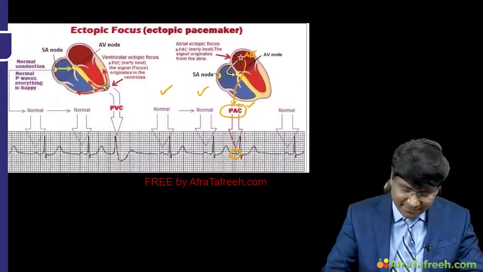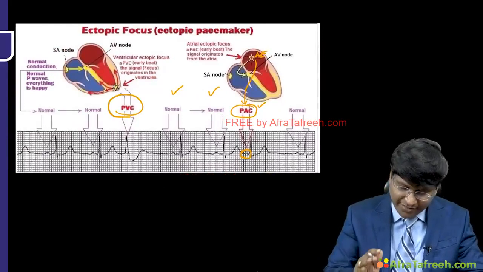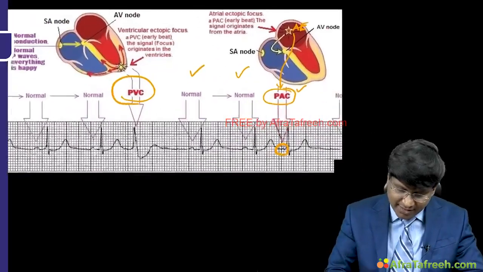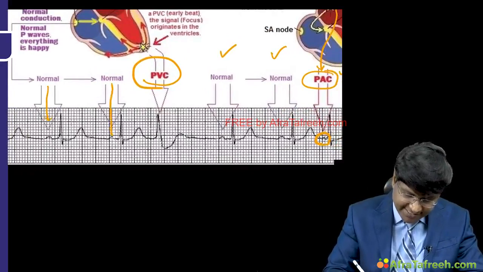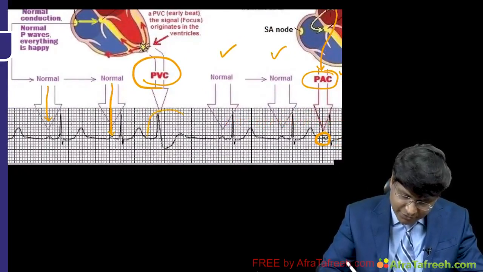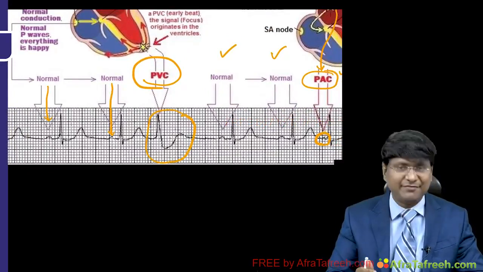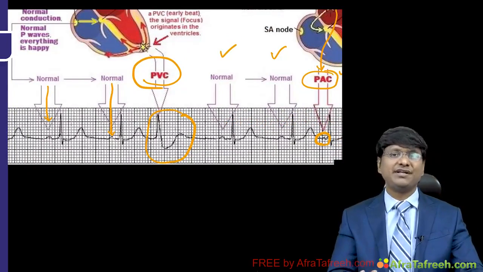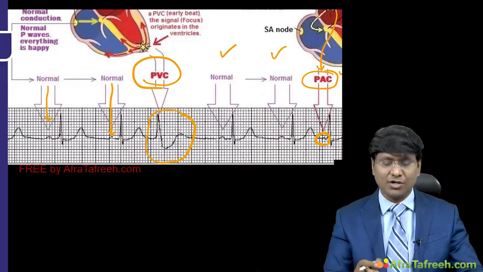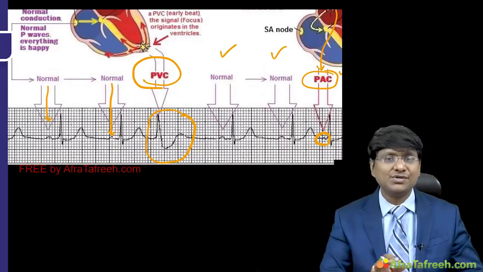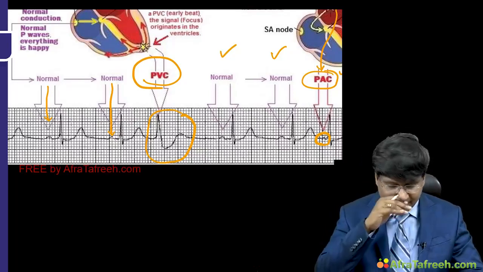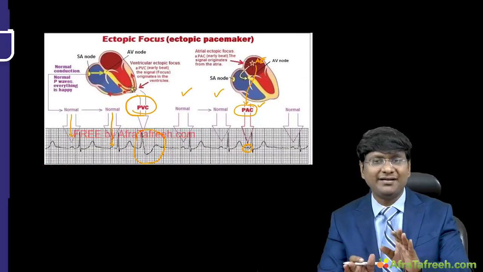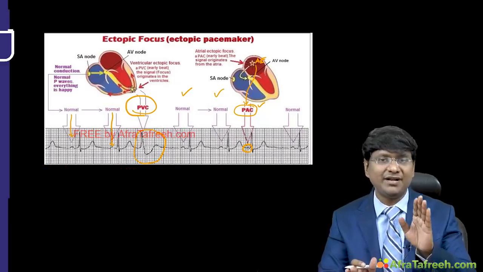And in the same way, you see the premature ventricular complex. In premature ventricular complex also, this is the normal sinus P wave, this is the normal sinus P wave. But for this complex, you don't have a P wave because the impulse is originating from the ventricle. And you are also having a wide QRS complex. So that is your premature ventricular complex. Okay. So this is about your ectopic atrial rhythm or premature atrial complex.